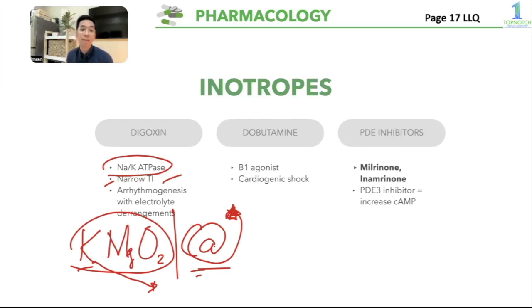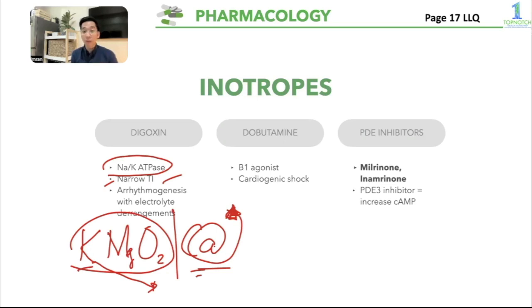So next, syempre, one inotrope din na kilala natin, kasama dun sa na-discuss earlier, would be your dobutamine. Your dobutamine is a beta-1 agonist. It's a beta-1 agonist and it can increase the pumping mechanism of the heart. It's used for cardiogenic shock. Nakita ko na rin na ginamit ito in the wards, no, to increase the blood pressure that is due to the failing heart, no? To increase yung contractility ng heart.